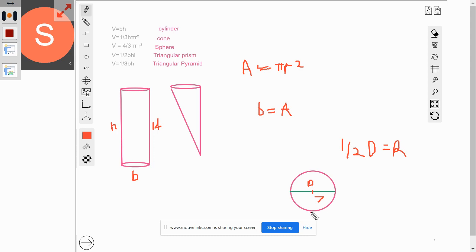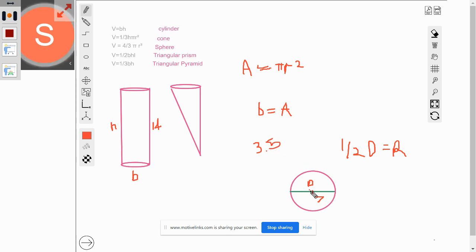Okay, so right here, if the information that is given to us is h equals 14 and d is 7, the first step is to find out the base of the circle. So to do that, we need to find r. So half of 7 is 3.5. So that's r.